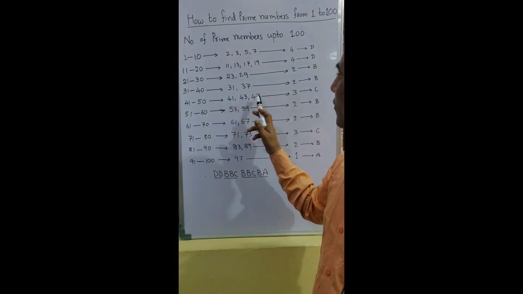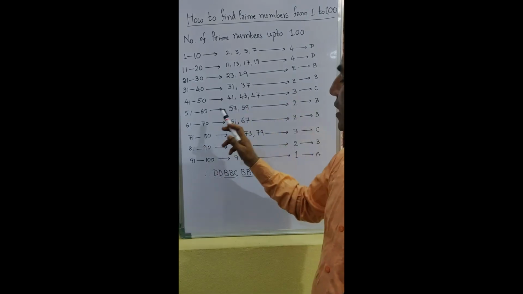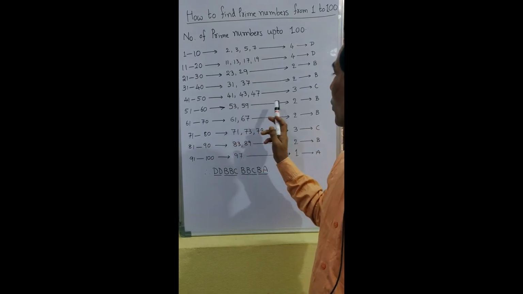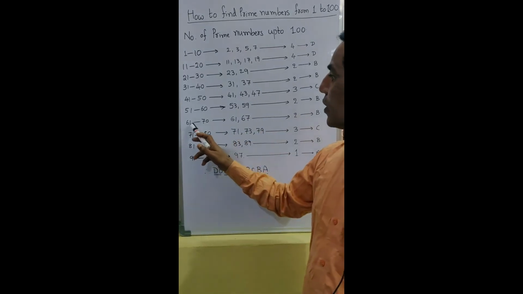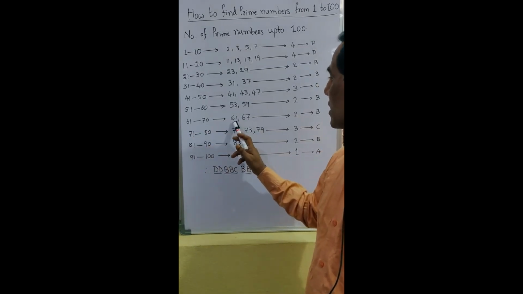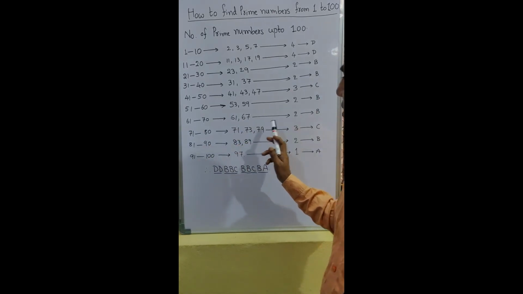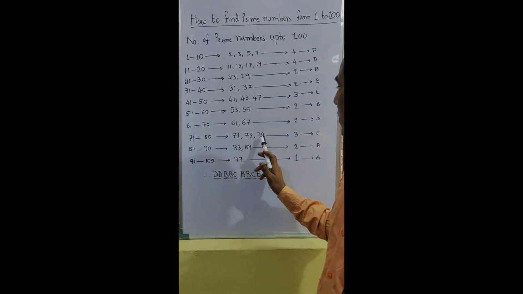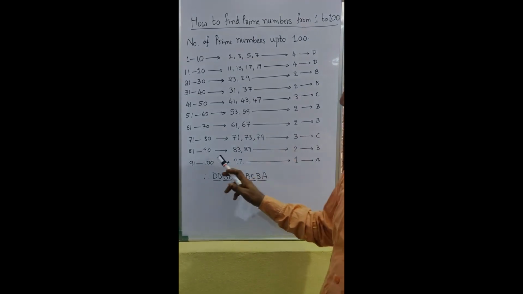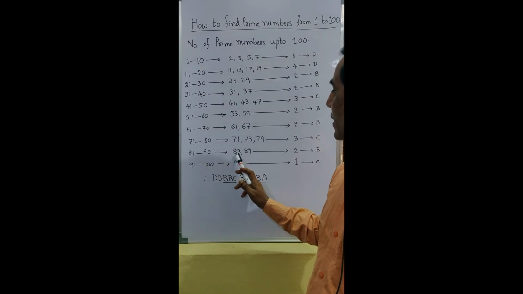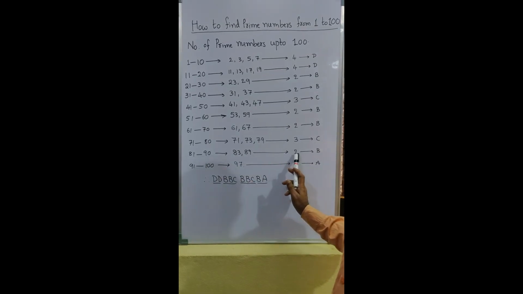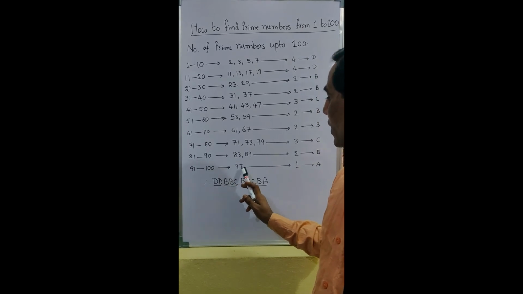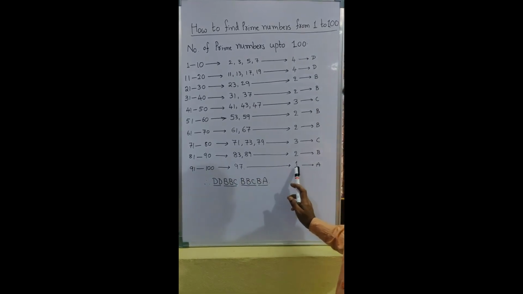41 to 50: 41, 43, 47. There are 3 prime numbers. 51 to 60: 53, 59. Only 2 prime numbers. 61 to 70: 61, 67. There are 2 prime numbers. 71 to 80: 71, 73, 79. There are 3 prime numbers. 81 to 90: 83, 89. Only 2 prime numbers. 91 to 100: there is only one, that is 97. 1 prime number.